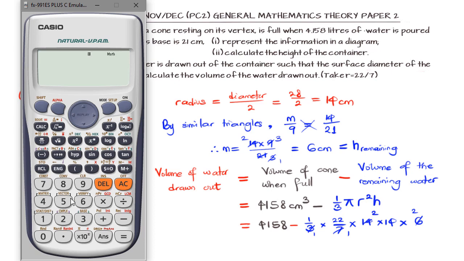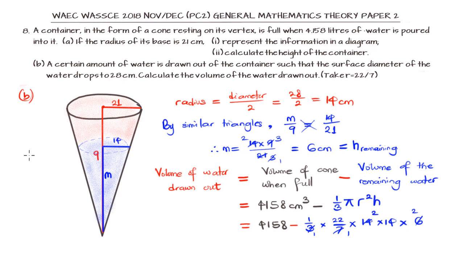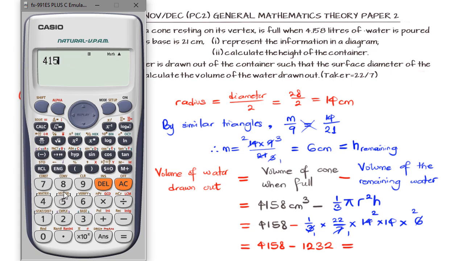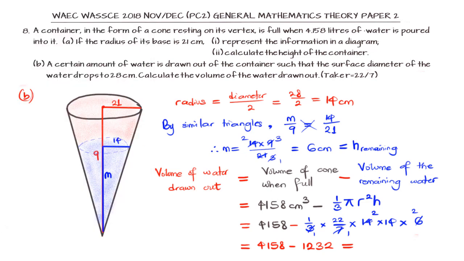So we can say 22 times 4 times 14, that is 1232. So we have this to be 4158 minus 1232, and by the time we evaluate that, it will give us 2926 centimeter cube, and that is the solution to our problem.